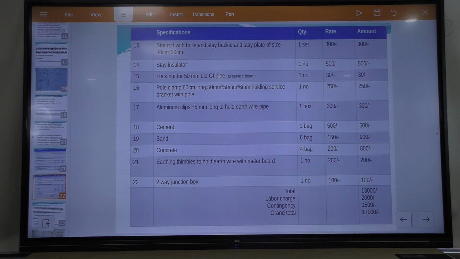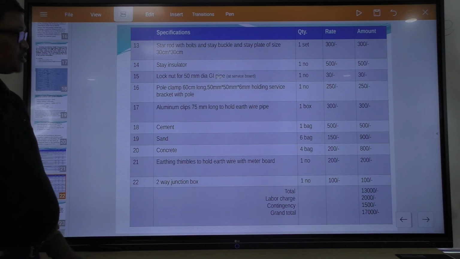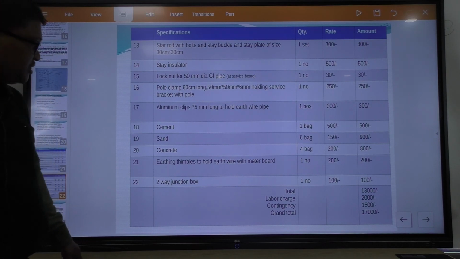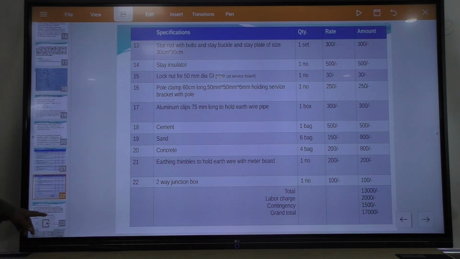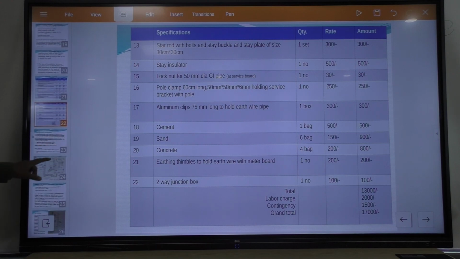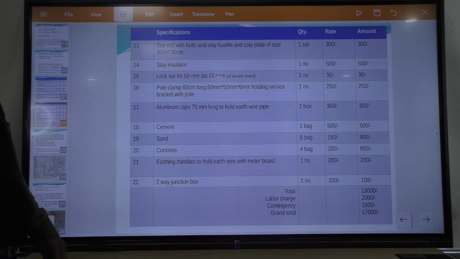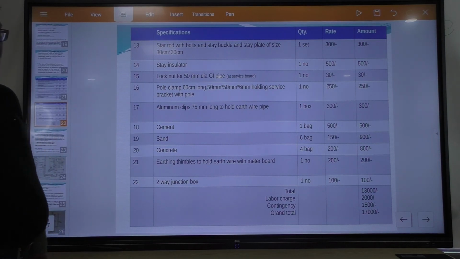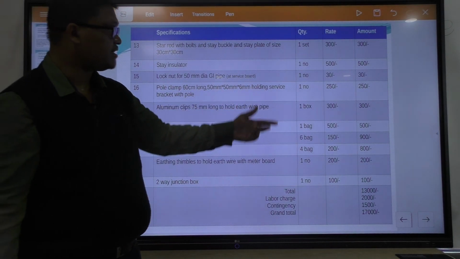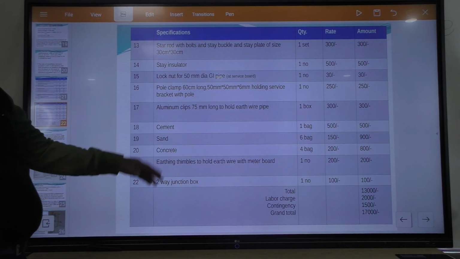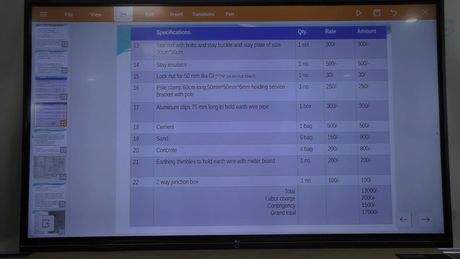So these are the common materials used for this single storied building. Now the overhead installation: what are the materials required, and here the approximate rates and total amounts are also taken.